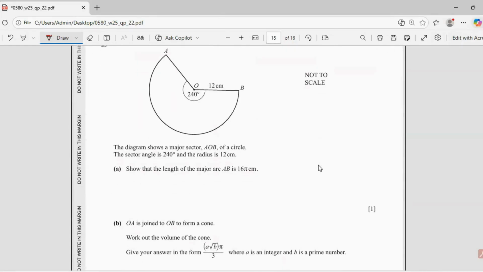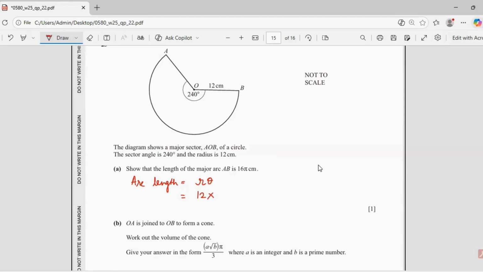Next question. The diagram shows a major sector AOB of a circle, the sector angle is given, and the radius is also given. Show that the length of the major arc AB is 16 pi. So we know that the arc length formula is r theta, and theta in radians. r is 12 centimeters, and because the sector angle is given in degrees, we will try to find this in degrees.